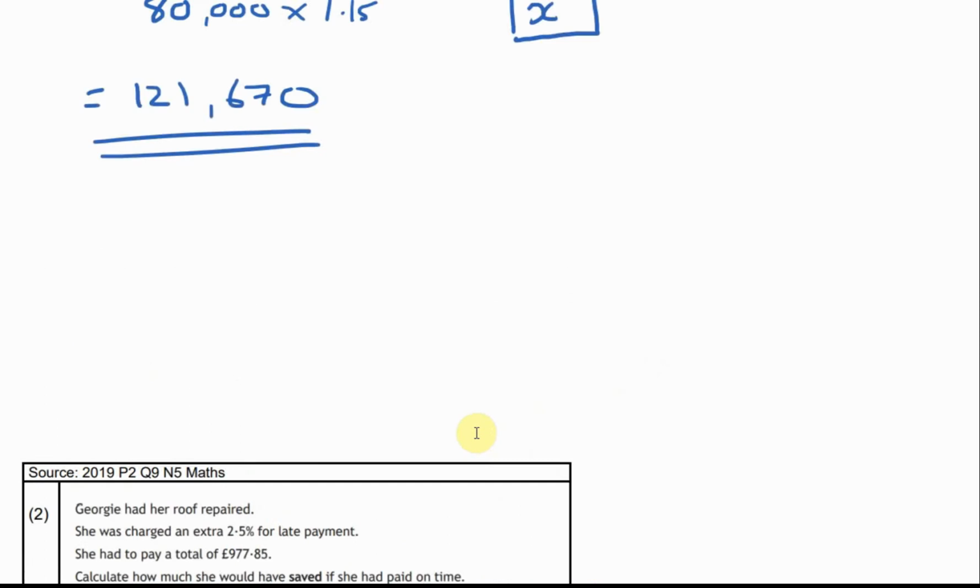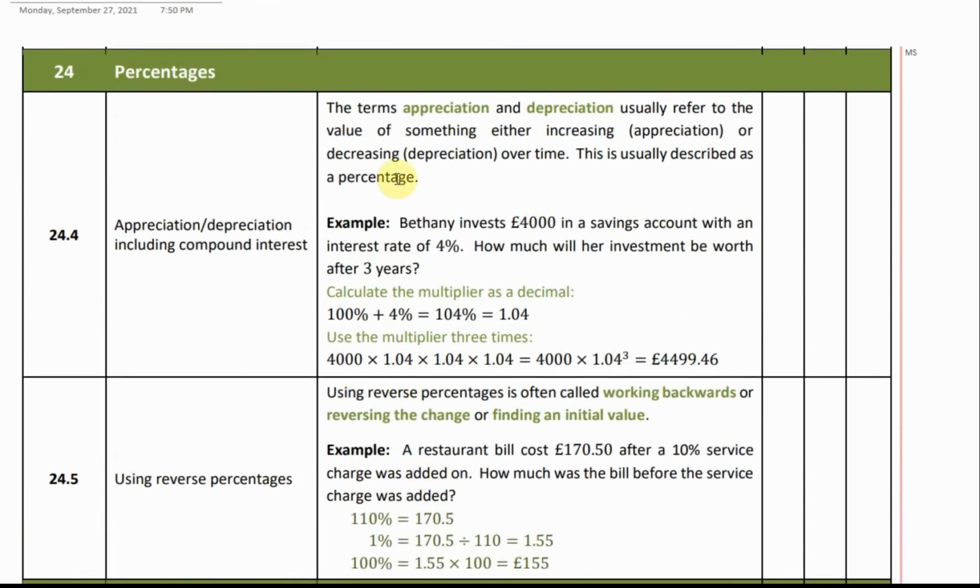So that's your two types of questions. Just to go back up to the beginning here, Bethany invests £4,000 in a savings account. The interest rate is 4%. How much will the investment be worth in 3 years? Well, you would take £4,000, multiply it by the 1.04, but instead of writing it the long way, we'll do it to the power of 3. So it's the amount, your decimal multiplier, and then the power is the number of years.